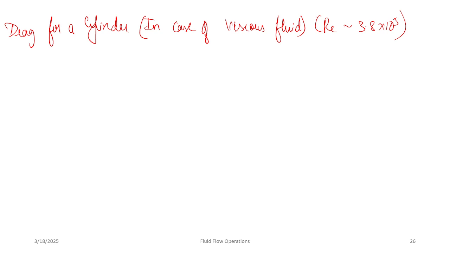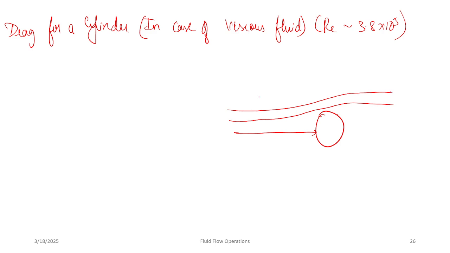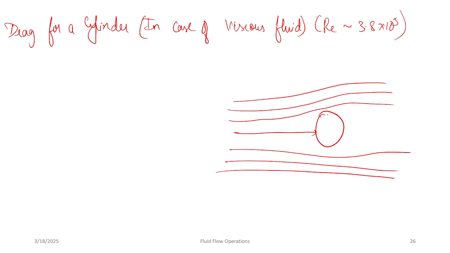The boundary layer becomes turbulent, and the separation position is moved further downstream, that is nearly to 130 degrees from the stagnation point. So let's say this is the stagnation point, the place where the velocity of the fluid becomes zero. So now instead of 80, the separation point is moved to 130. You can also see turbulent vortices being formed.